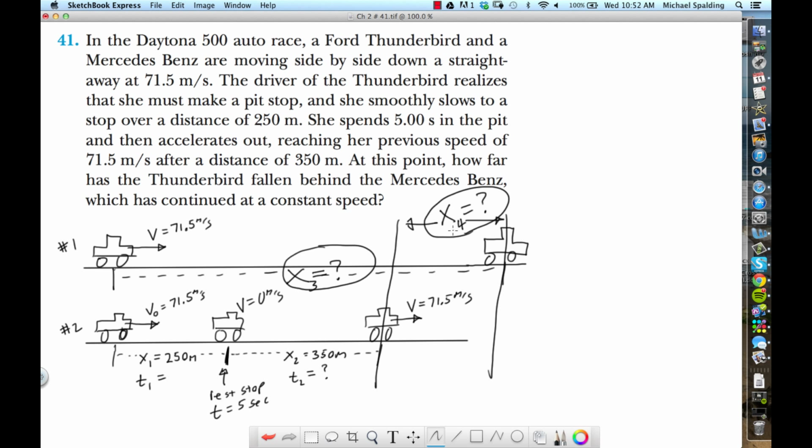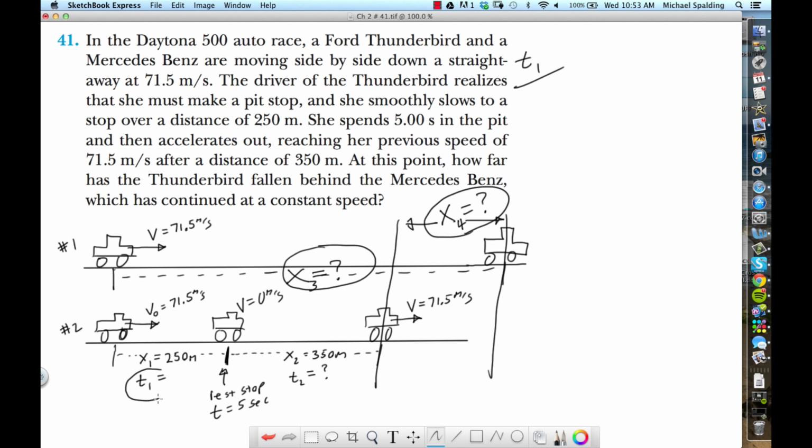So how are we going to go about finding x4? We're going to take x3, which is how far car number 1 travels, and we're going to subtract away x1 plus x2. Does that make sense? Okay, so how do we go about doing this? Well, the first thing we got to do is calculate what? Time. We need to figure out how much time goes by for car number 2 as she slows to a rest, and then as she speeds up again after resting. So focusing on car number 2, we're going to solve for T1.